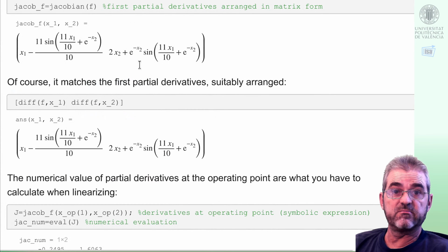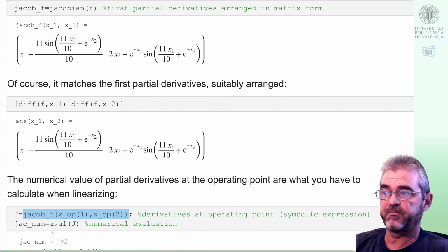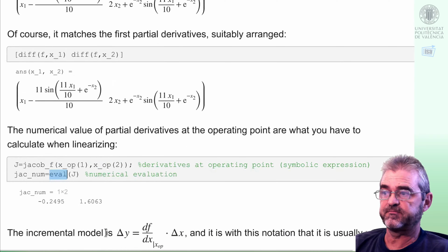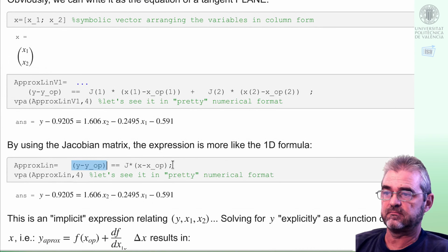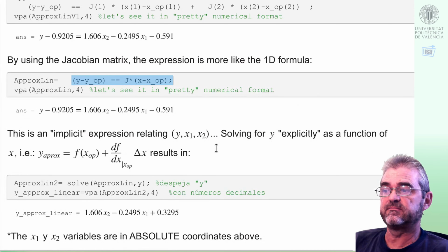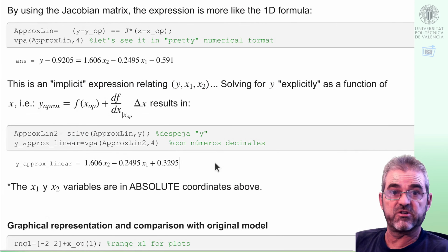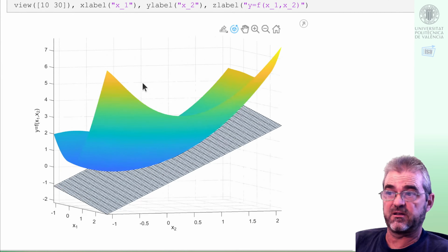In a particular example, the Jacobian at the operating point evaluated to a number gave me this thing, which were the slopes of a linearized model, the slopes of the tangent plane, that, written like this, but explicitly solving for y, I got this equation, so I did plot the function and the tangent plane.